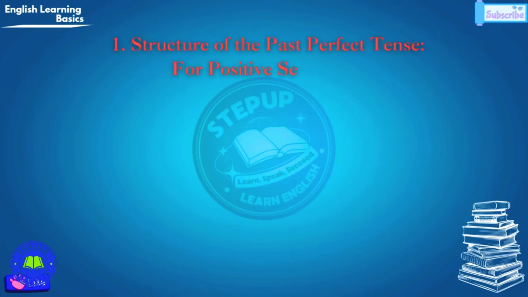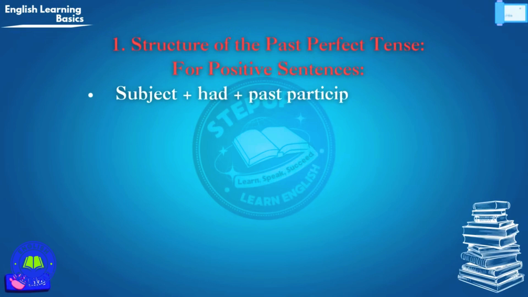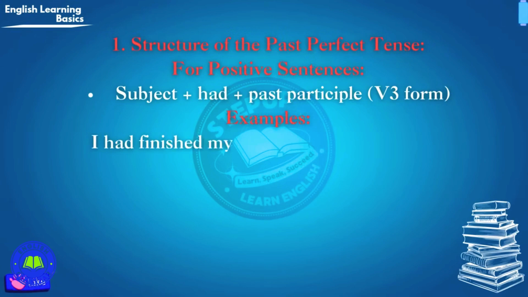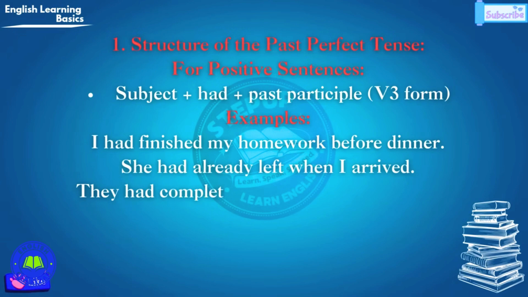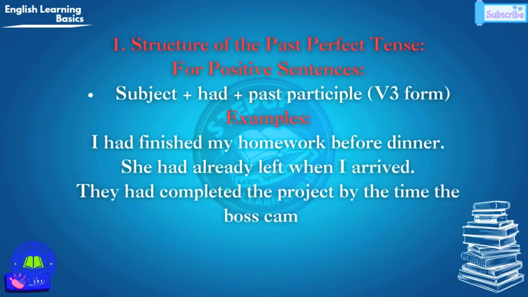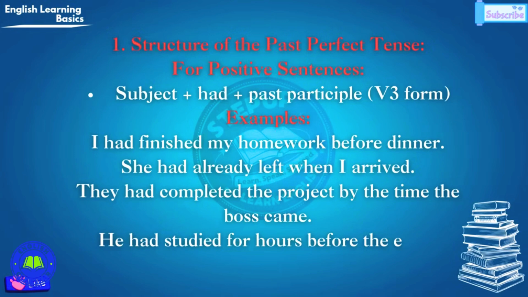1. Structure of the past perfect tense. For positive sentences: subject plus had plus past participle, the V3 form. Examples: I had finished my homework before dinner. She had already left when I arrived. They had completed the project by the time the boss came. He had studied for hours before the exam started.